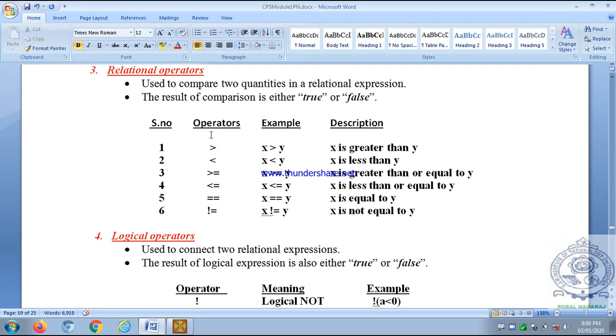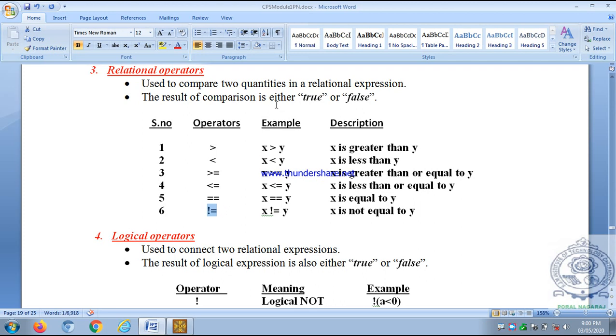Or my age is equal to your age, or your age is less than my age, or my age is not equal to your age. So this is how we use relational operators: greater than, less than, greater than or equal to, less than or equal to. The double equal sign is called equal to. An exclamation mark followed by an equal sign is called not equal to.